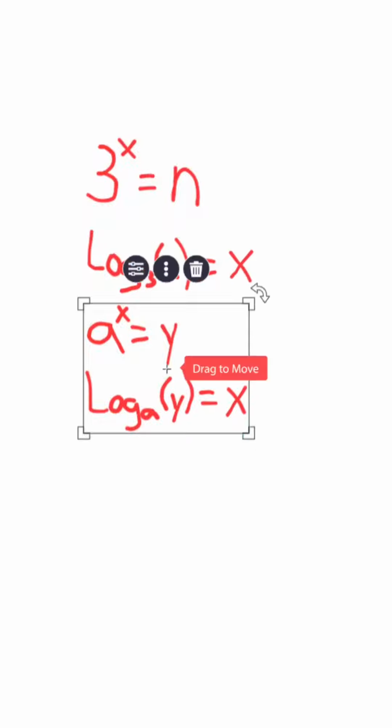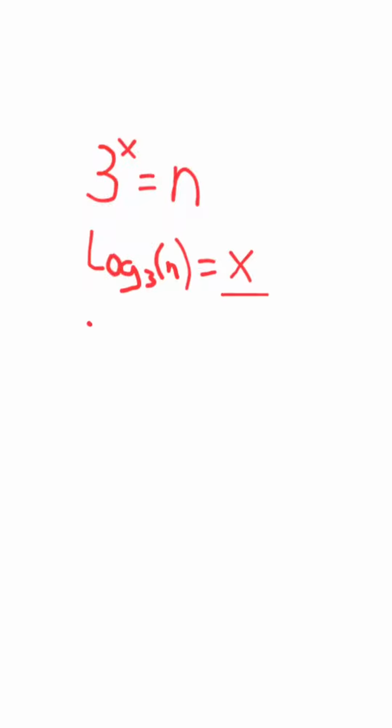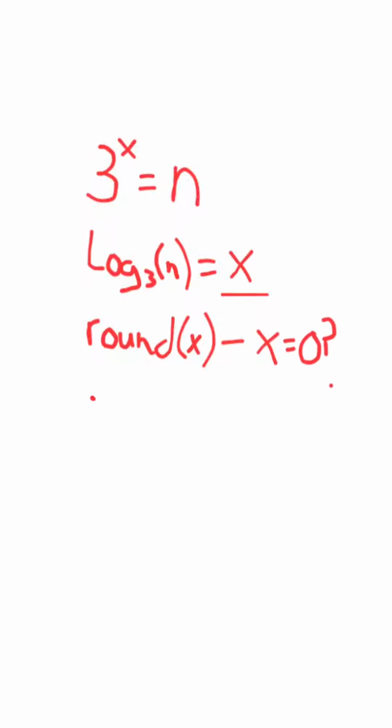So now that we've isolated x on the right side of the equation, to figure out if x is a whole number, we can just try rounding x, and if we take the rounded version of x and subtract x from it, if x is a whole number, then this will equal 0.